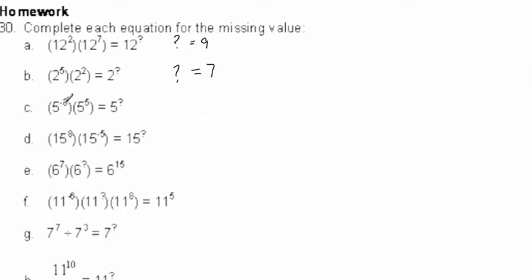Okay, C, 5 to the negative 3rd times 5 to the 5th. So negative 3 plus 5, I have more positives, and I subtract. 5 minus 3 is 2. So my question mark is 2.